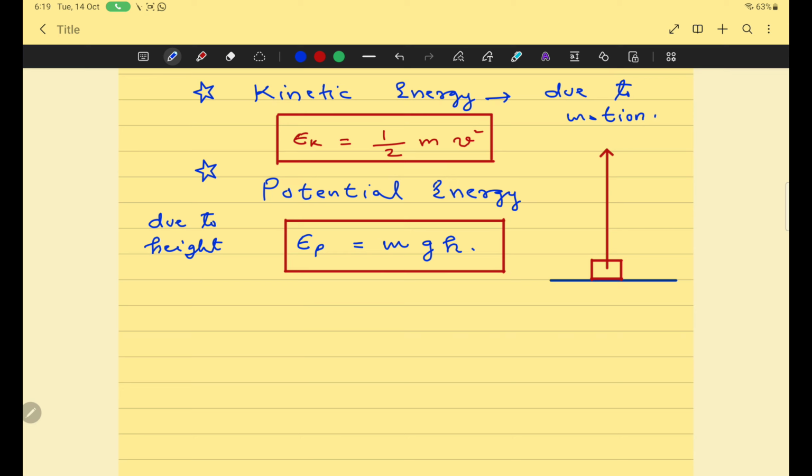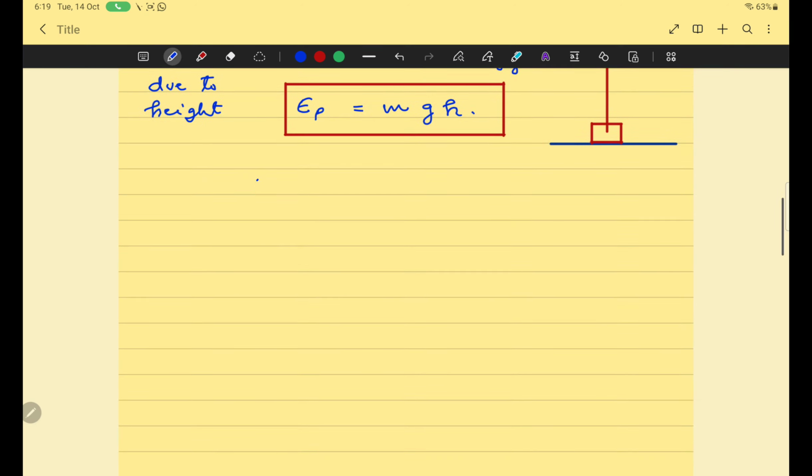Okay, it is all about IGCSE. And now the next heading is law of conservation of energy.